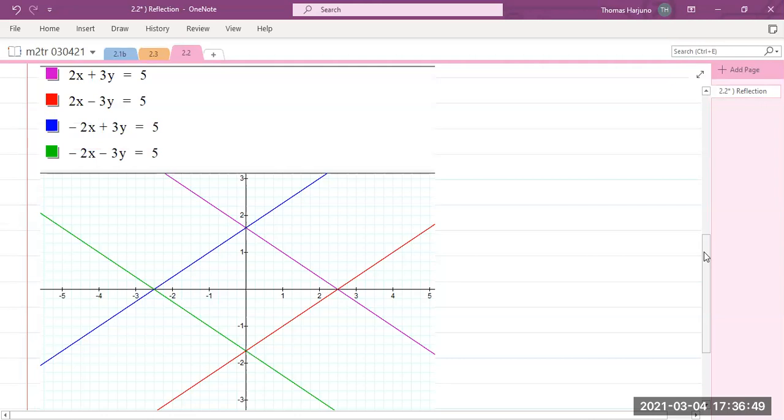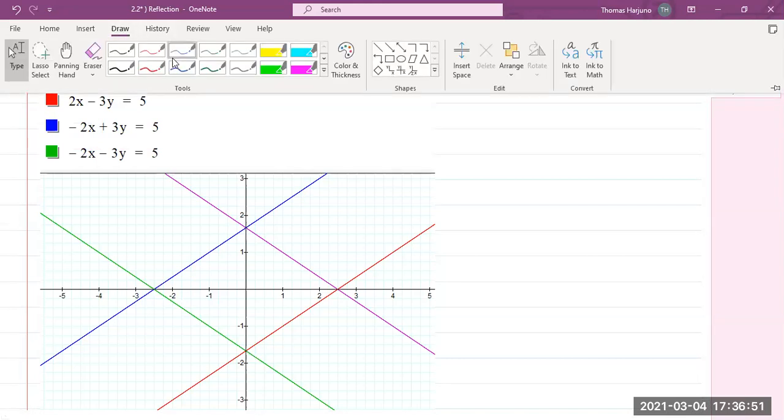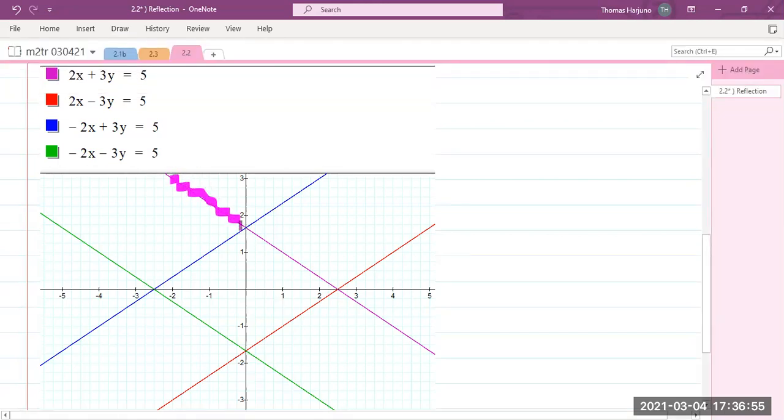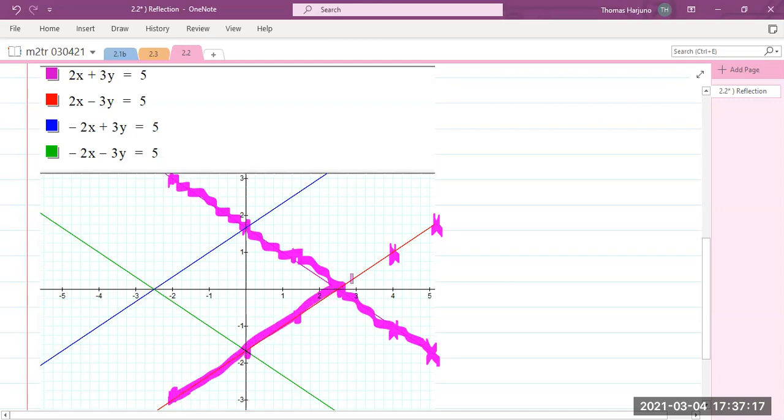So you see, this is the purple line, the original equation. If you reflect this with respect to the x-axis, then this point will get to here. This point will get to here. This will stay. This point will get to here. This point will get to here. This point will get to here. That's the resulting graph.